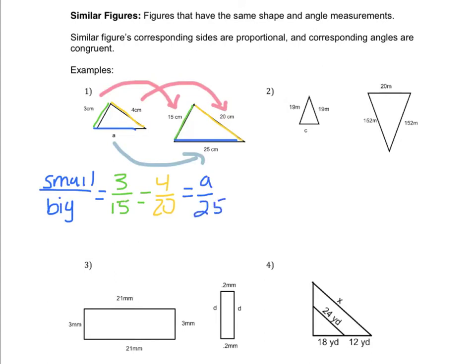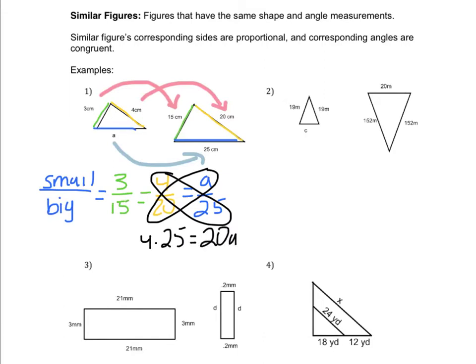We don't need all 3 of these. We could have chosen to use the green one or the yellow one with the blue one, and then we can solve the proportion just like we normally would using our cross product. So we have 4 times 25 equals 20A, which means that 100 equals 20A, and A equals 5. This makes sense because we had said before that we had to do 5 times 5 times 5, and now 5 times 5 equals 25.